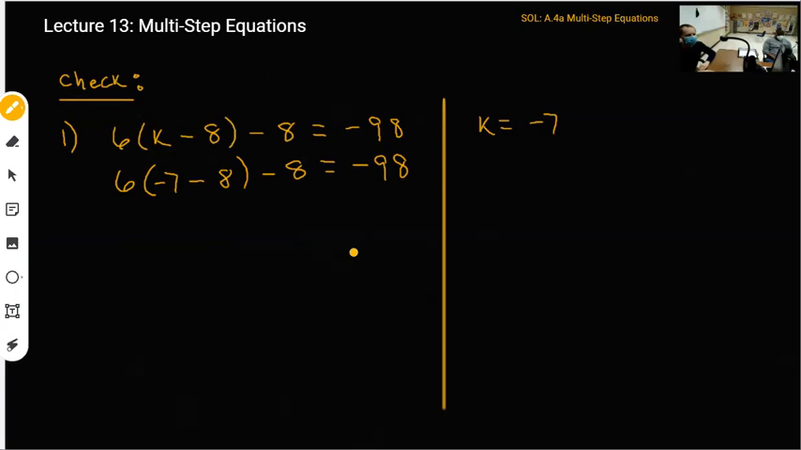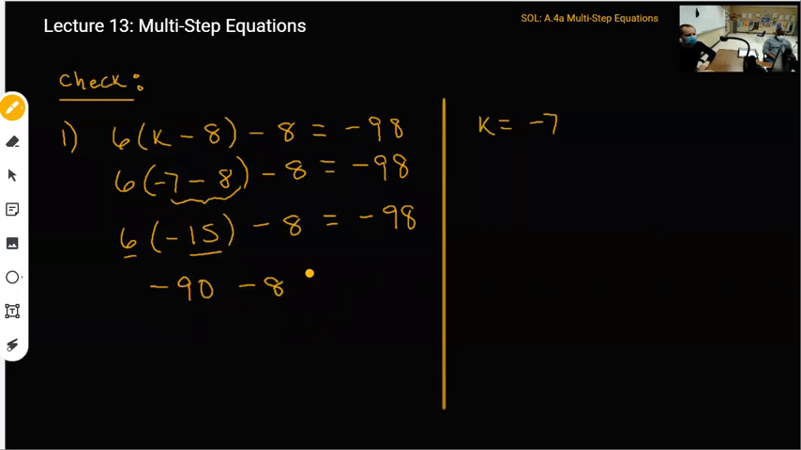I do order of operations from here on out on the left side. So inside the parentheses, I have a negative 7 minus 8. That's going to be negative 15 if I was to put those together. And I keep everything else the same. So I'm still going to have the 6, the minus 8, and the negative 98. Next thing I can do is I can multiply 6 by negative 15 to get negative 90. And I keep everything else the same.